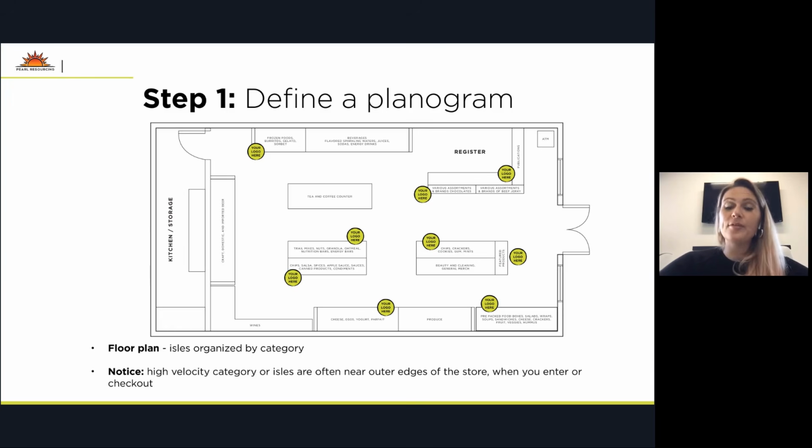This is an example of a planogram where you can walk into the front of the store. You might find the register on the right-hand side, and then on the left-hand side, you might find produce. And from this standpoint, a whole company with multiple buyers is going to make a plan about how to move the flow of customers through.